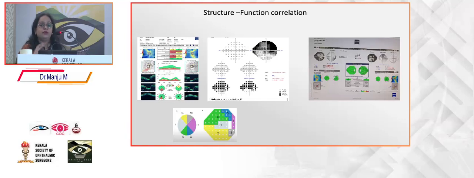And most important, before detecting or analyzing for any progression, it is important to have a structure-function correlation. You have to take the structural test, that is OCT, and see whether your field report corresponds to that of the OCT, to see whether there is proper structure-function correlation. As in this case, the OCT analysis of both eyes is normal, but there is a field defect. So when we repeated the field, this patient didn't have any field defect in the left eye. So it's important to see whether the patient has correct structure-function correlation.